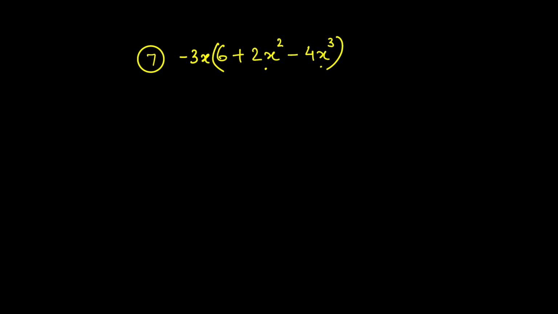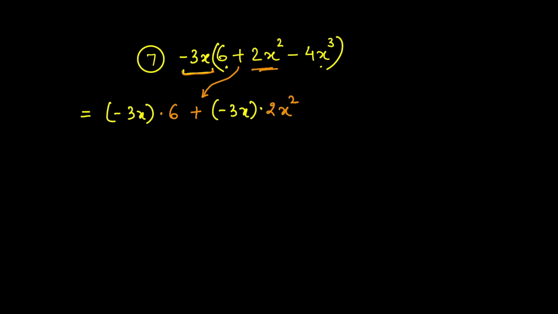Now we see the next example. In this, a monomial is multiplied to a trinomial. So for this, the monomial is a negative. So what we do, we first put that in bracket and multiply it with the inner number, which is 6. Then we continue with this sign, which is positive. So we write positive here. And then again this outer number, so minus 3x times this number 2x squared. Then we continue with this sign here, which is minus, and then again we multiply the outer number minus 3x times the inner number, which is 4x cubed.